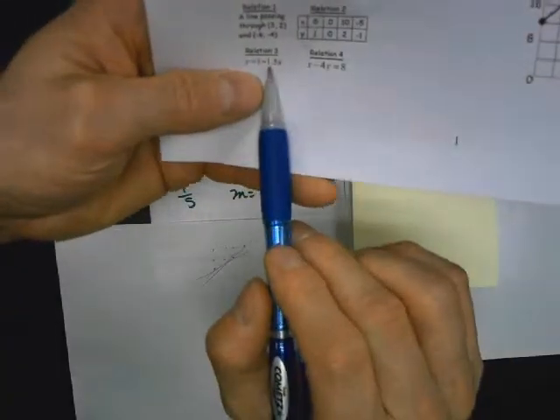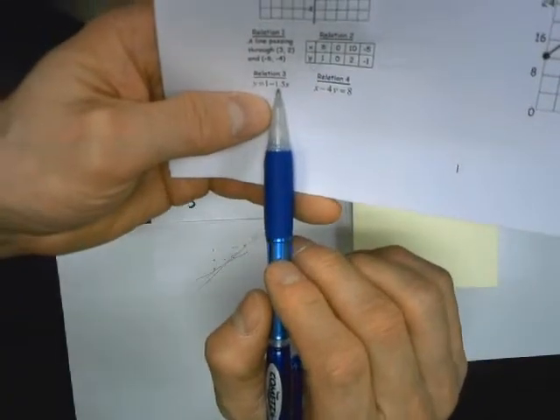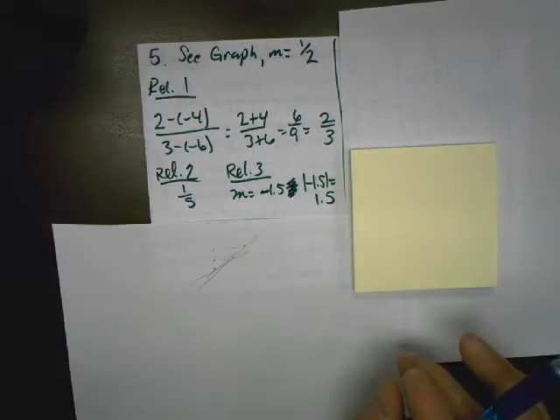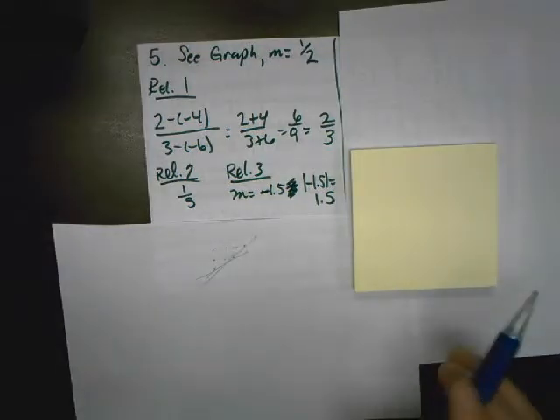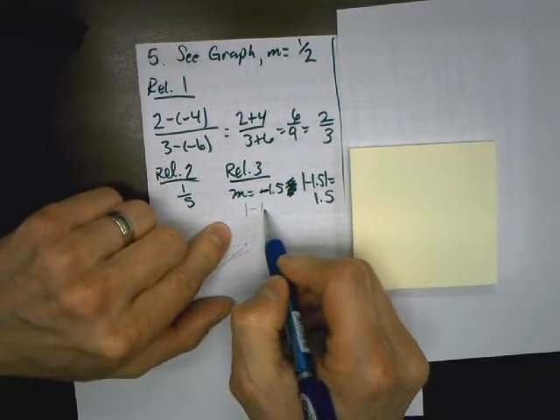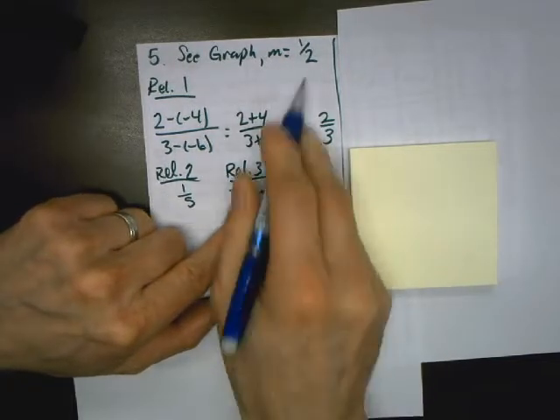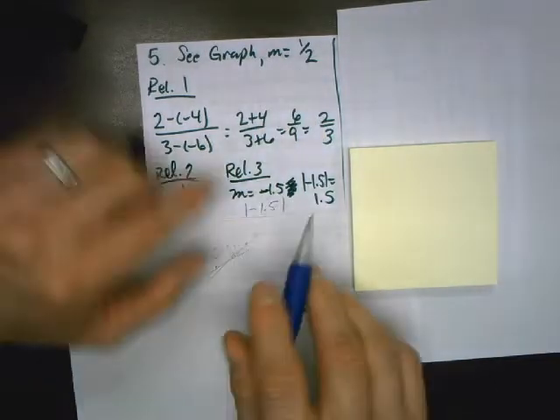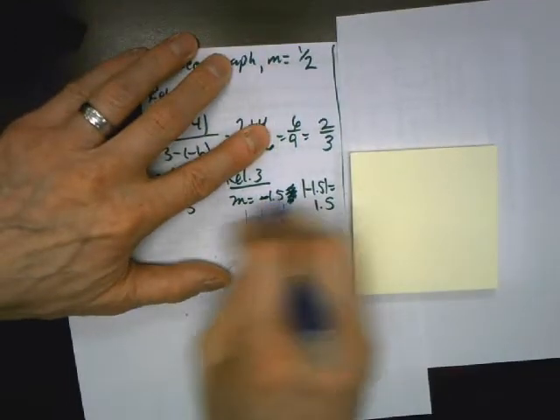Relation 3 is an equation, and it's in slope-intercept form. So the coefficient is negative 1/5, so the slope is negative 1/5. The absolute value of negative 1.5 is 1.5. That's more than half, so that's steeper. That's what I got for that part here.